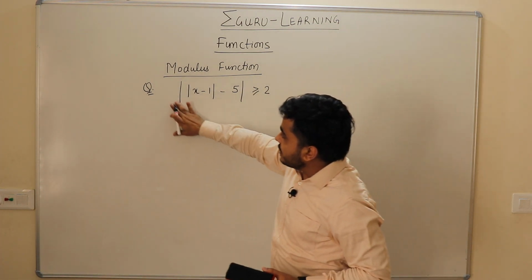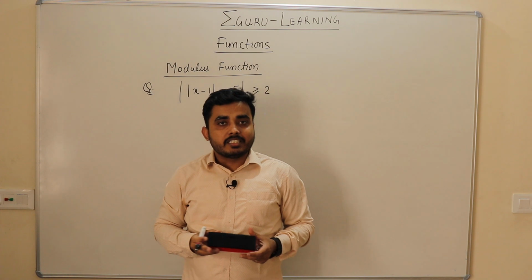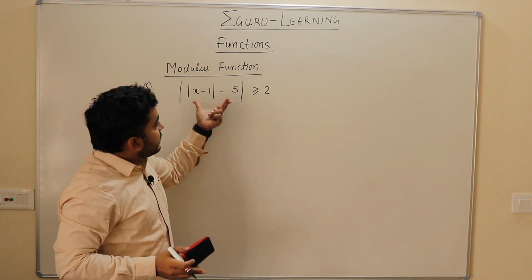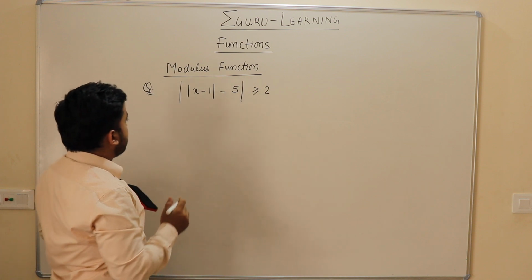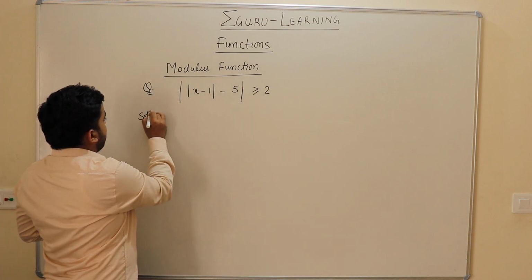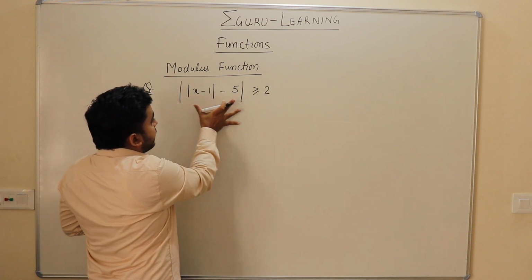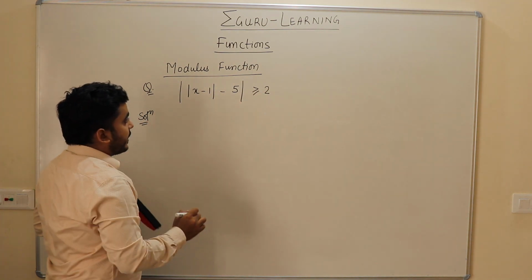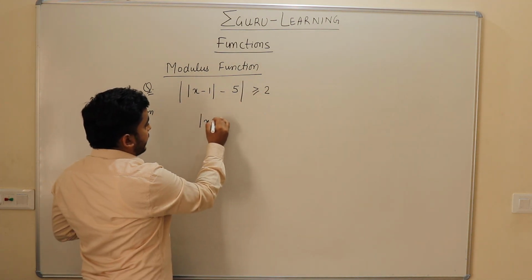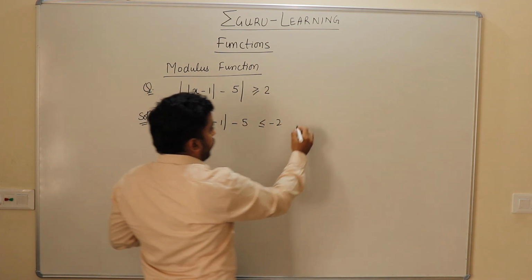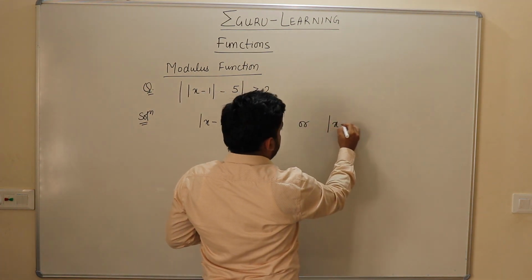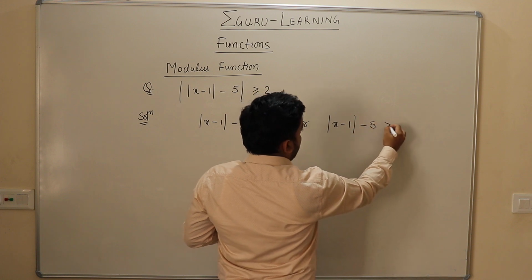Okay, so how to solve these questions? If you face these types of questions in the exam, you will see that this is a pretty simple question using properties of modulus. First we will equate the outer modulus. So we will write this as either mod of x minus 1 minus 5 would be less than or equal to minus 2, or mod of x minus 1 minus 5 would be greater than or equal to 2.